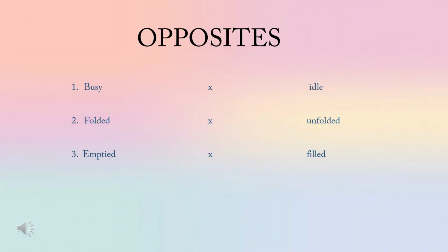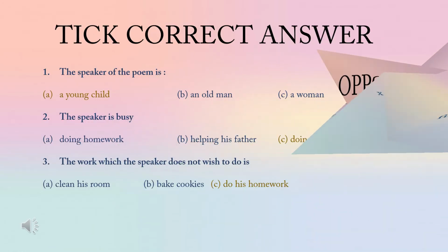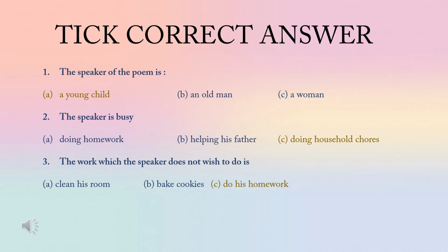Now opposites. Busy, opposite idle. Folded, opposite unfolded. Emptied, opposite filled. From the poem, certain questions are asked here. You can tick the correct answer. The first one: the speaker of the poem is a young child. The speaker is busy doing household chores. The work which the speaker does not wish to do is doing his homework.